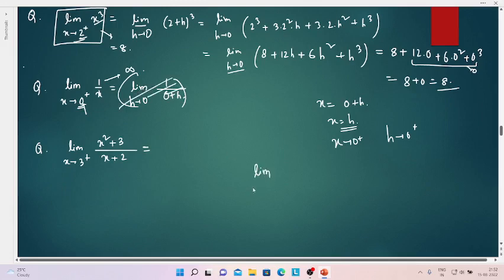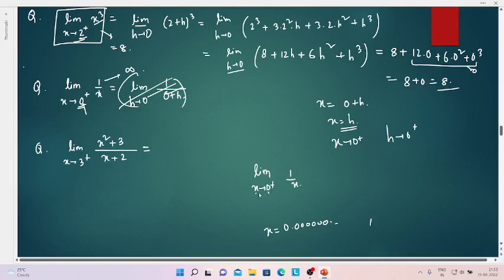So if we have limit x tends to 0 plus of 1 by x, what does it mean actually? x tends to 0 plus means x has a value which is not equal to 0. That is a trivial case. And x has a value which is very close to 0, I mean 0.0000001.